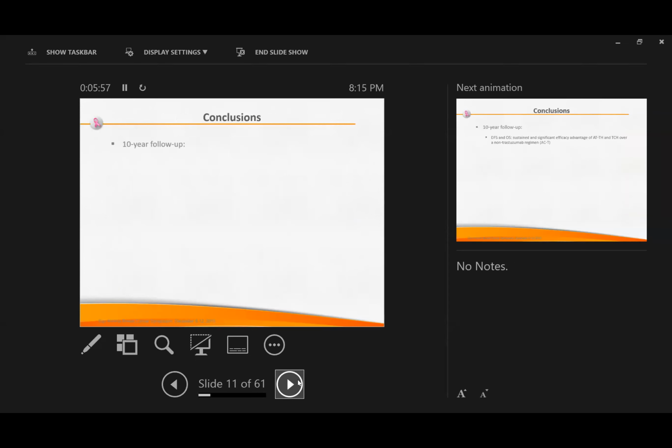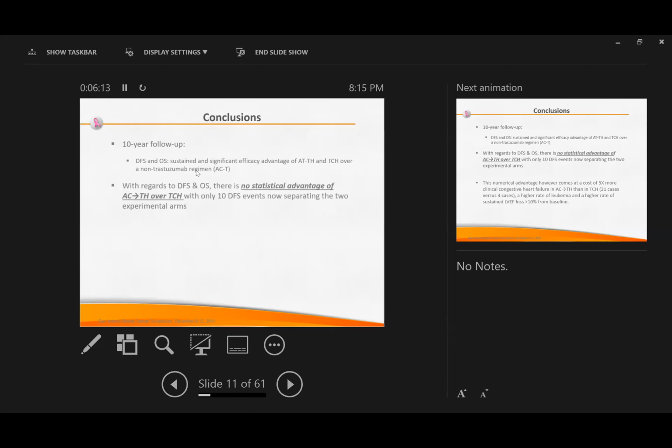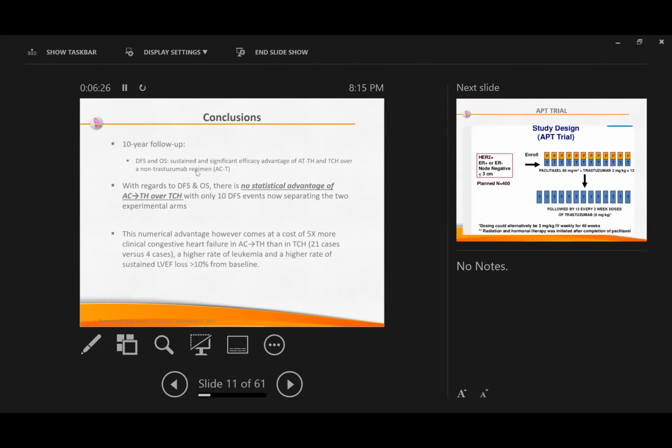So what we concluded at the end of these adjuvant trials is that at 10 years of follow-up based on the NSABP 31 in terms of DFS and OS, definitely there was a benefit of using adjuvant trastuzumab or TCH over a non-trastuzumab regimen. So you have to use adjuvant trastuzumab. Now, in terms of whether you use TCH or whether you use AC, anthracycline, followed by a taxane and trastuzumab, the TCH seemed to be non-inferior with less cardiotoxicity.